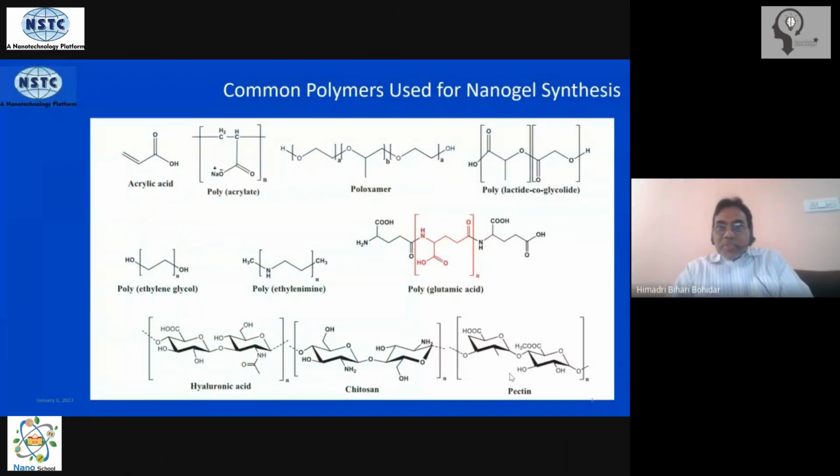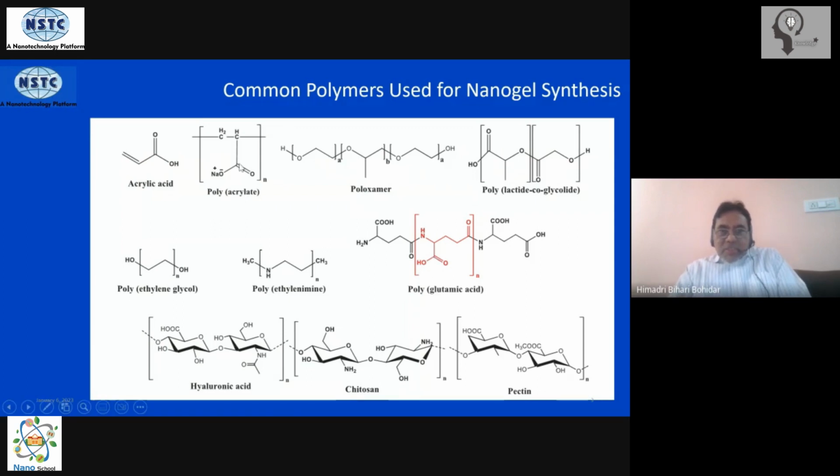What are the common polymers that are used for nanogel synthesis, particularly when it comes to application in biology? These are some of the identified polymers which are very commonly used for the synthesis of nanogels, and they have found applications in biology: acrylic acid, polyacrylate, polylactide, glycolide, polyglutamic acid, polyethylene glycol, chitosan, pectin, hyaluronic acid. These are biopolymers.